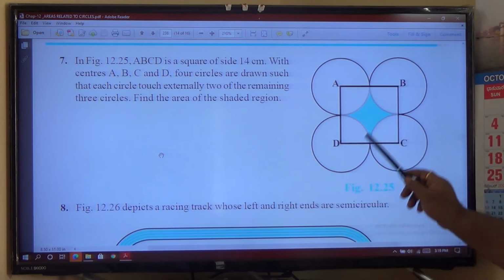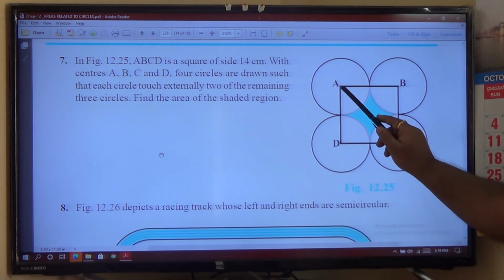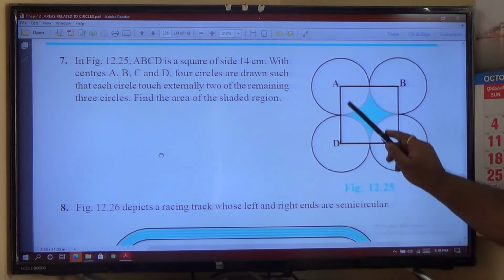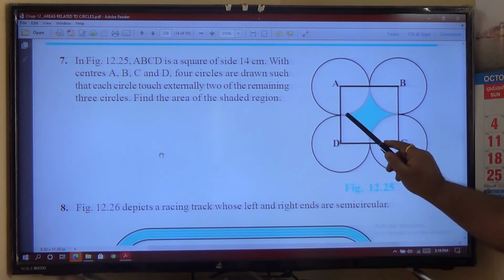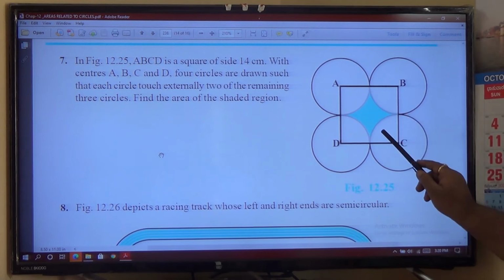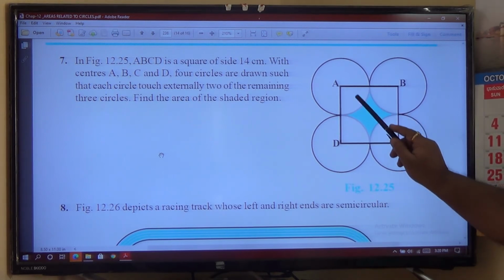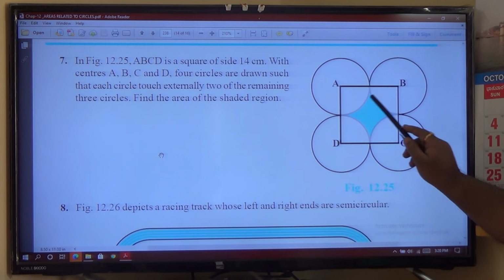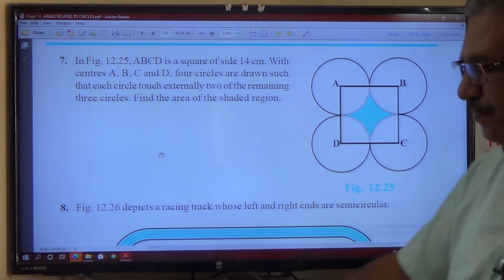In that case, area of the shaded region is area of the square minus 4 times the area of the quadrant. There are 4 quadrants inside the square. So area of the square minus 4 times the area of the quadrant gives you the area of this shaded region. We'll work it out on the board now.